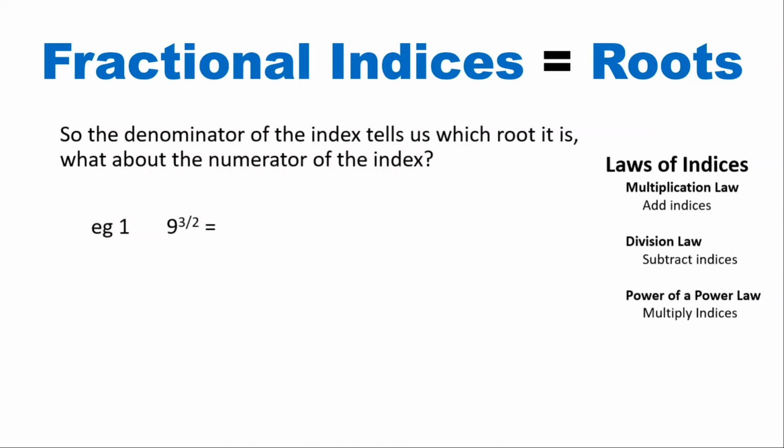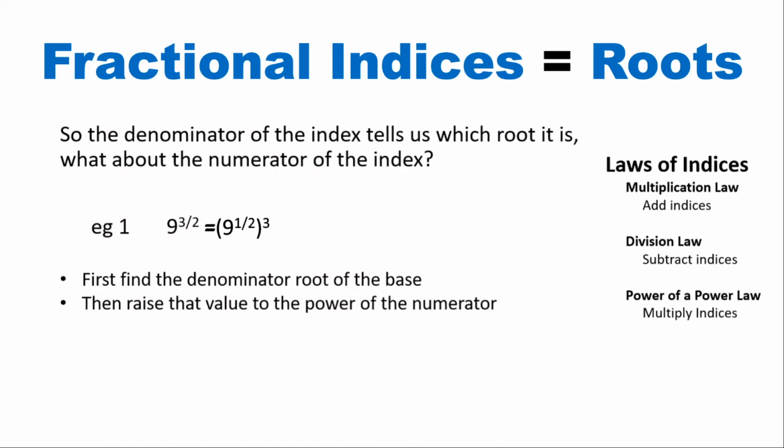The index 3/2 is the same thing as 3 times a half. So I'm going to use the power of a power law here. 9 to the power of a half, to the power of 3, would be the same thing as 9 to the power of 3 times a half, which is 3/2. So first we'll work out the denominator root of the base, so the square root of 9, and then we'll raise that value to the power of the numerator of that fraction.